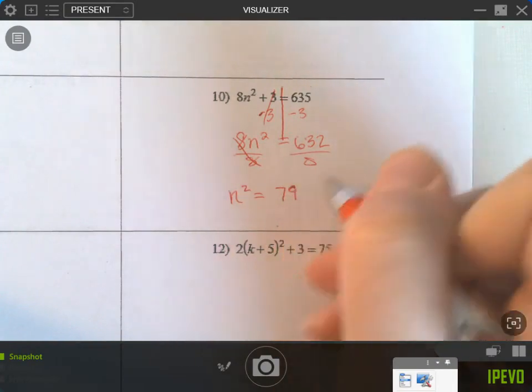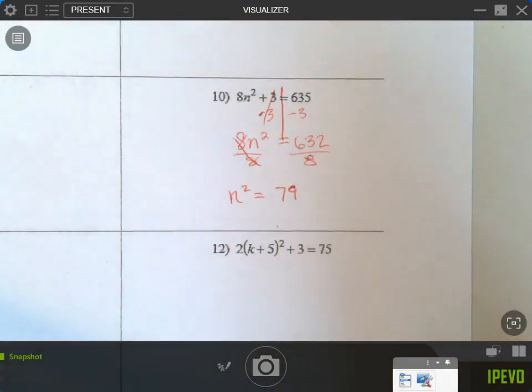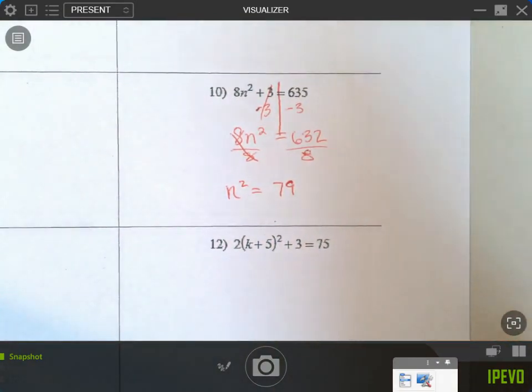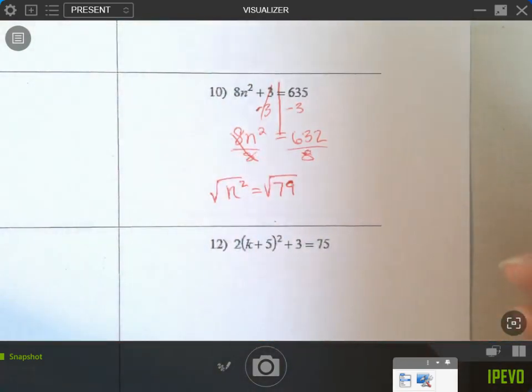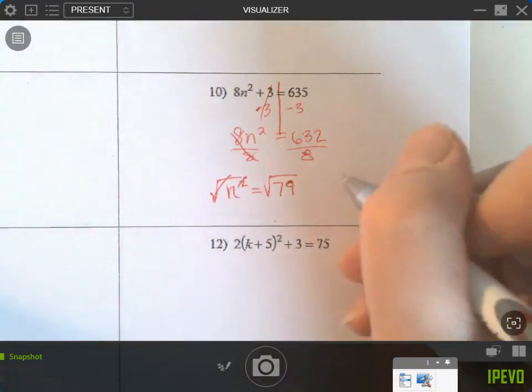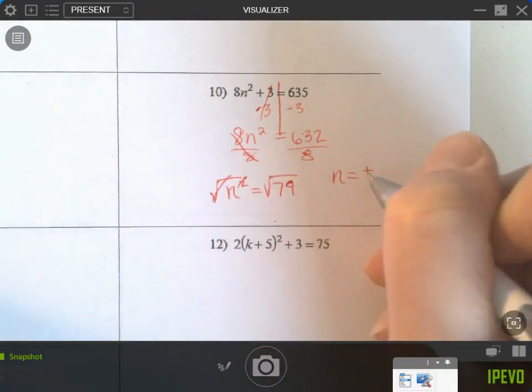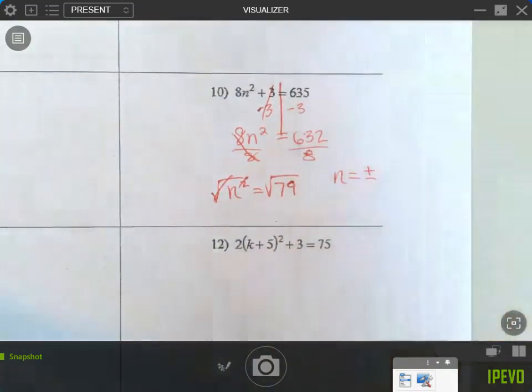79? Okay, I agree with you. Now, my next step is to do what? Square root and square root. So this cancels and I get n equals, I'm going to put my little plus or minus here. What do I need to try to do with that 79 now? I need to try to break it down to a perfect square. Can you find anything that works?